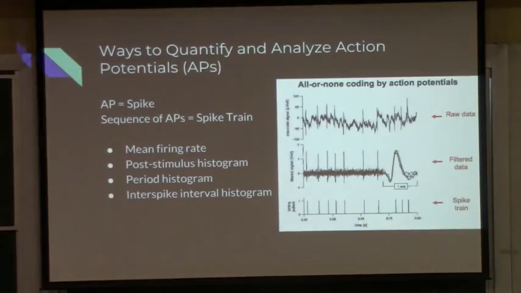First of all, let's just talk about action potentials. Action potentials are spikes, and a sequence of action potentials is called a spike train. The reason we call them spikes is because action potentials are all or none. Either they happen or they don't happen. It's not that they happen halfway or to different intensities. So we can just represent them as spikes, and each spike there just represents an action potential. This becomes important with how action potentials are represented in graphs.